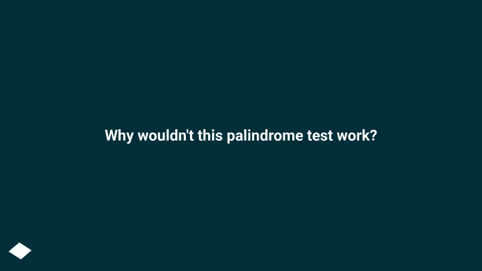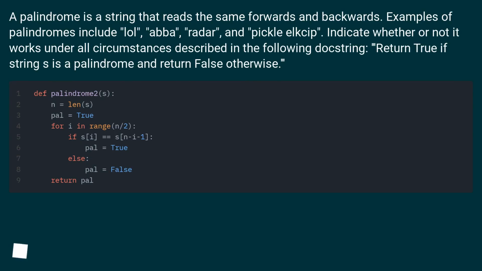Why wouldn't this palindrome test work? A palindrome is a string that reads the same forwards and backwards. Examples of palindromes include LOL, ABBA, radar, and pickle elxit. Indicate whether or not it works under all circumstances described in the following docstring. Return true if string S is a palindrome and return false otherwise.